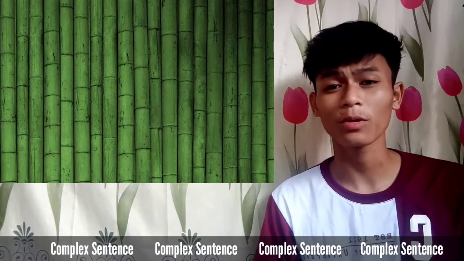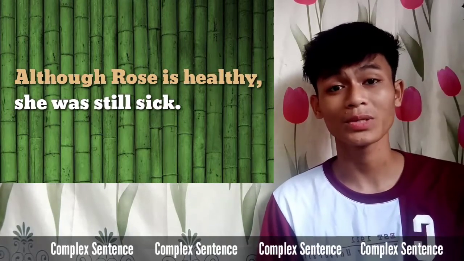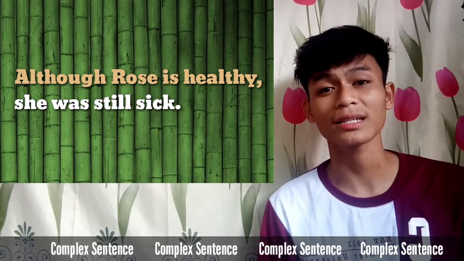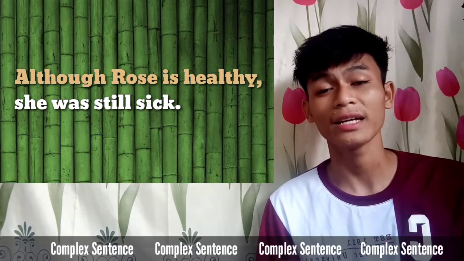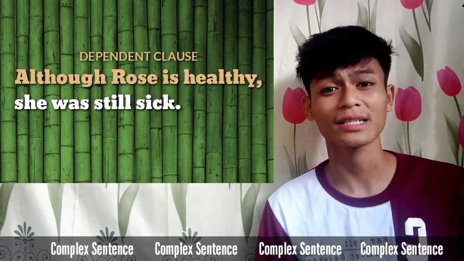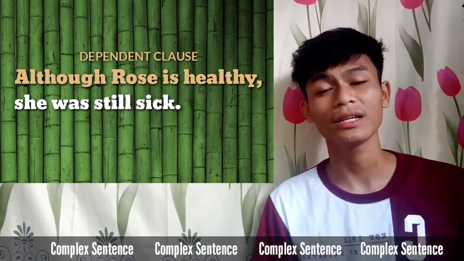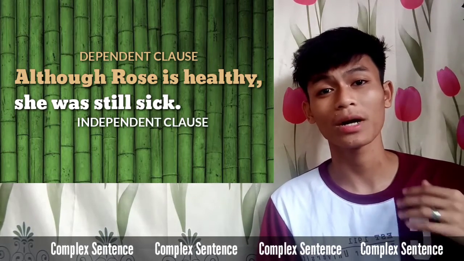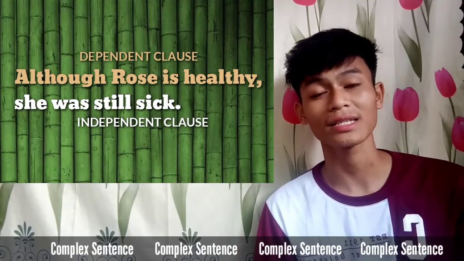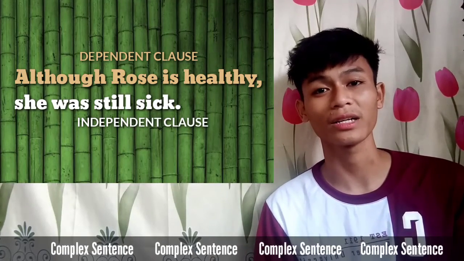So the next example we have, although Rose is healthy, she was still sick. In this sentence, our dependent clause is although Rose is healthy. It cannot stand on its own. Our independent clause here is she was still sick, and it has a complete thought. It is an independent clause. It can stand on its own.